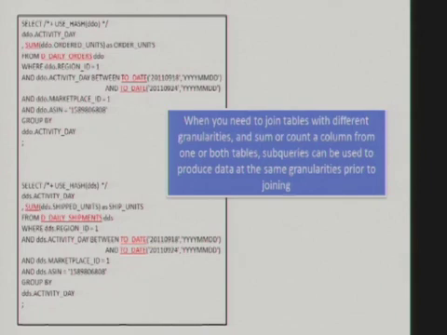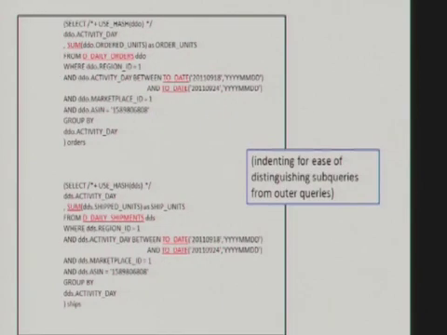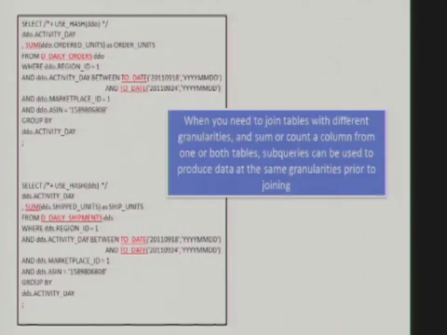So when you need to join tables that are of different granularities and you're doing sums or counts or aggregations of any type, generally you'll want to use a subquery so that you can then get the subqueries to produce the data at the same granularity so that when you do the join, you're getting a one-to-one match, so you're not going to get a one-to-many or a many-to-many situation that's going to double count sums or counts and things. So we start to do that here.